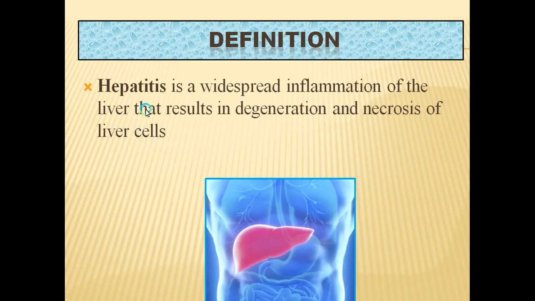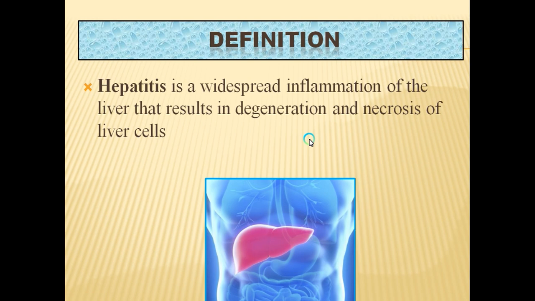Now, what is hepatitis? Hepatitis is a widespread inflammation of the liver that results in degeneration and necrosis. Okay, so here are two things. One is degeneration, and second is necrosis. Okay. So whenever there is inflammation, two things will occur, that is degeneration.